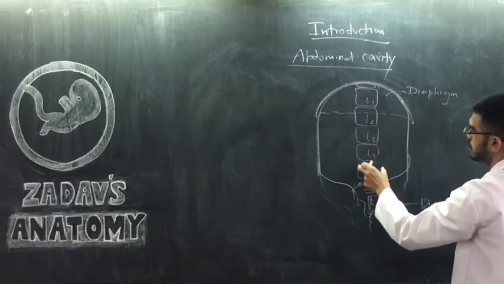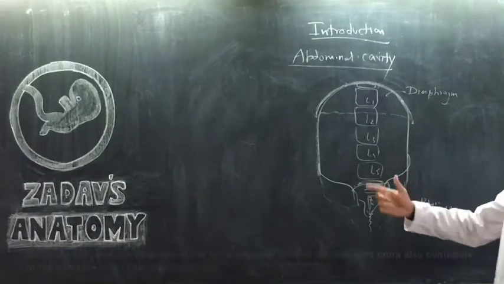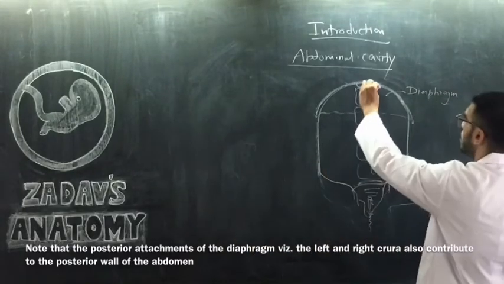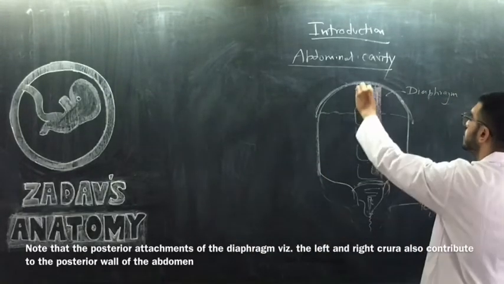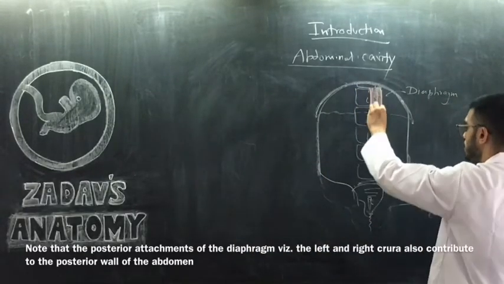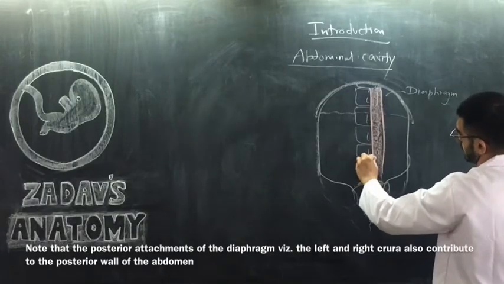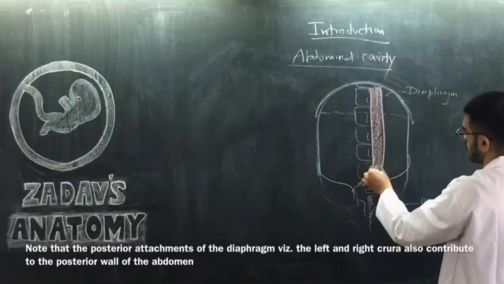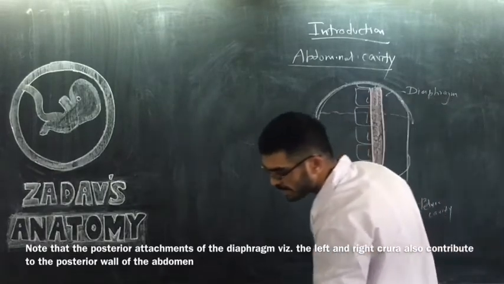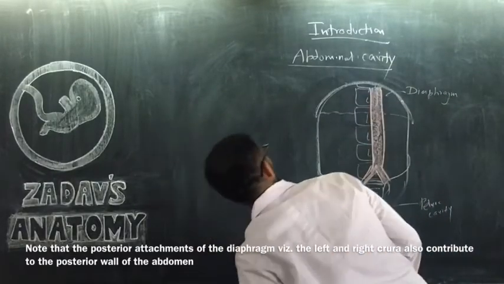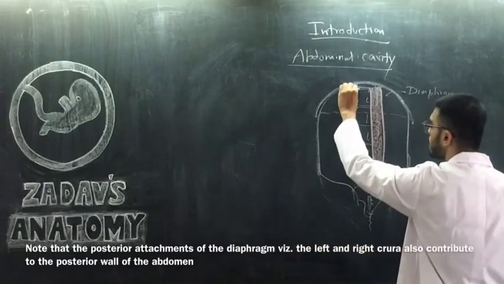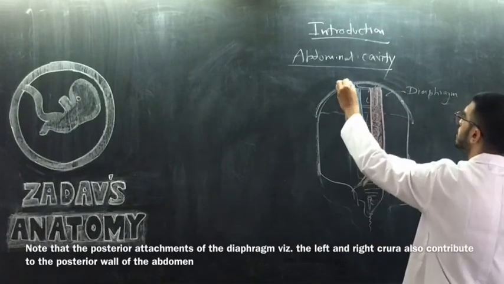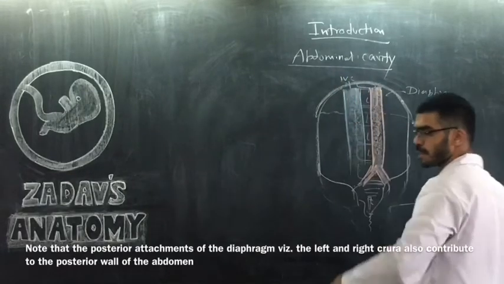Posterior wall in the midline is contributed by the lumbar vertebrae. Then on the left side of the midline, you have the abdominal aorta. Okay. Somewhere over here it is going to bifurcate. And on the right side, you have the inferior vena cava. Okay?